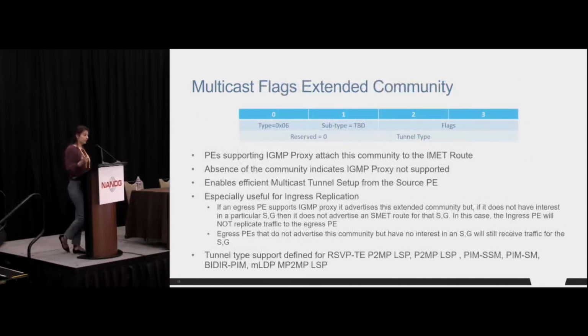So to get all this started, one has to advertise this multicast flags extended community as part of your IMET route. So this is again defined in the base RFC. When you advertise this community, you essentially advertise, hey, I'm going to participate in IGMP proxy optimizations, or I'm going to be advertising the SMET route, the 3 new route types that we're talking about. This is what you need to advertise to get that mechanism going.